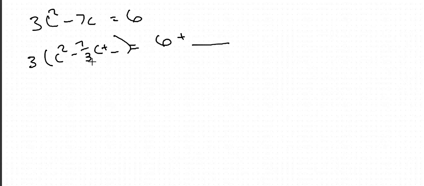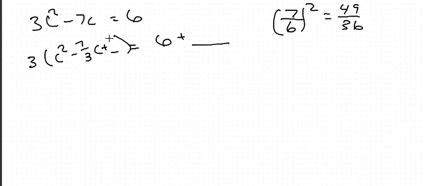So, complete the square here. Half of 7/3. So, half of 7/3 means you do what to the denominator? Multiply by 2. So that denominator becomes 6. And then I have to square it. So what do you get? 49/36. Now I have to take that number and multiply it by 3, and that's the number that comes out here.